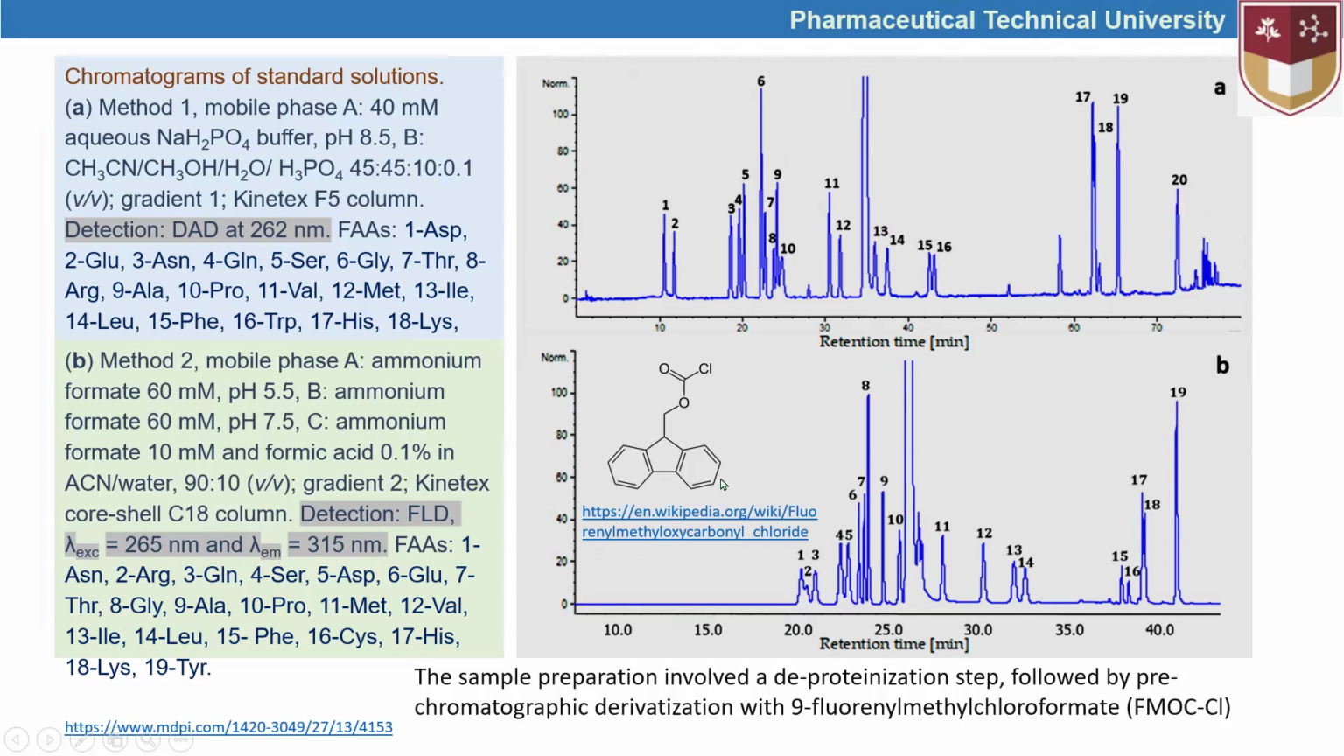The point we have to pay attention to is that for the identification of amino acids, the authors used 9-fluorenylmethyl chloroformate, because it has a chromophore group, or it has the ability to emit fluorescence as well. So by using this kind of compound, it is possible to detect the amino acids in the UV range, let's say around 300 nanometers.